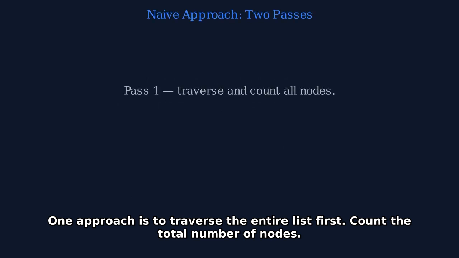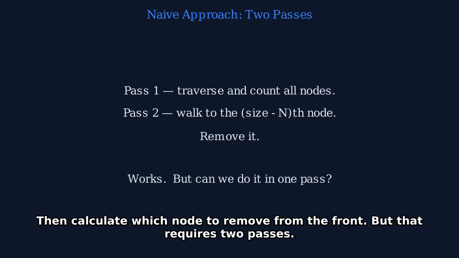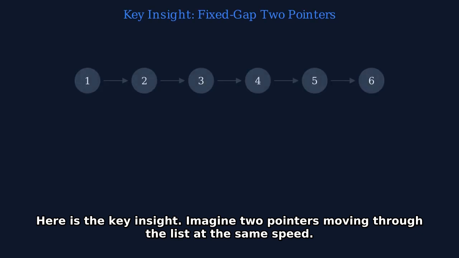One approach is to traverse the entire list first, count the total number of nodes, then calculate which node to remove from the front, but that requires 2 passes. Can we do it in 1 pass? Here is the key insight.